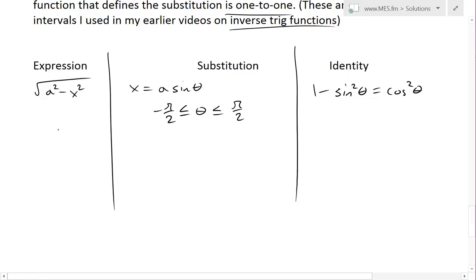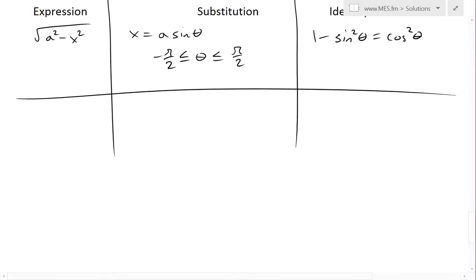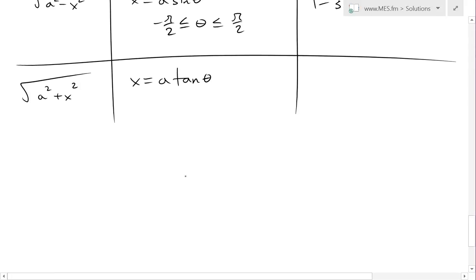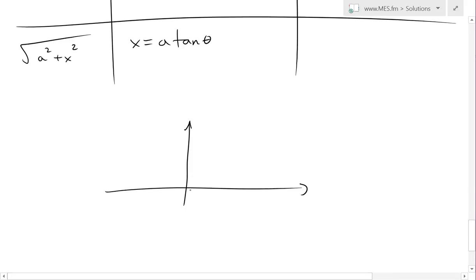Now the second expression, another useful one, is if we're dealing with the addition of these two: a squared plus x squared. We could apply x equals a tan theta. Now, for the interval for this one, when we look at the function of tan, it's going to look something like this.